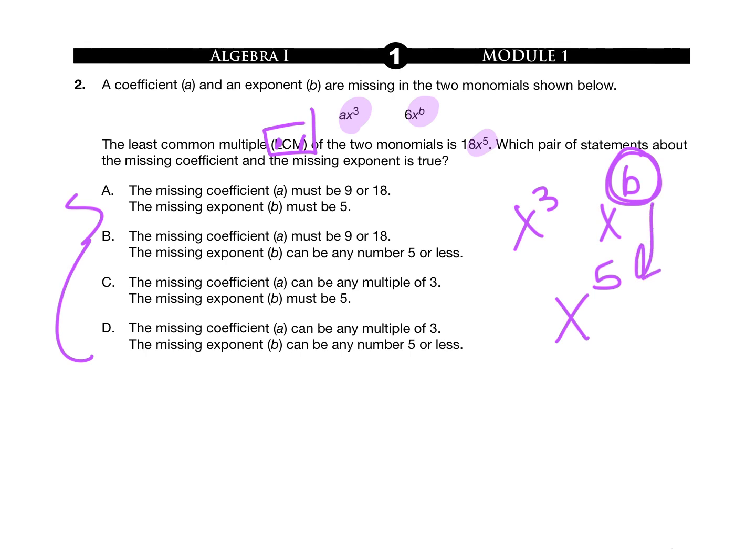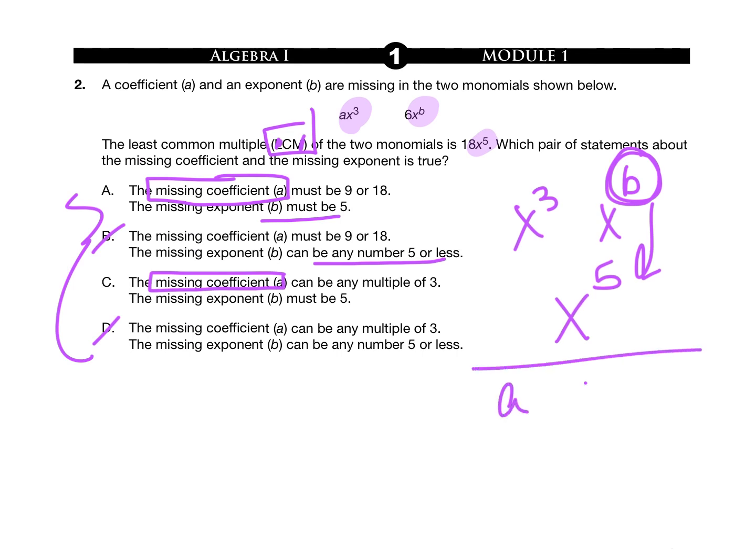So if I go through and look at my 4 answer choices here, A is still in the running because it says the exponent must be 5. This one says it can be any number 5 or less. So it can't be B and it can't be D. So now I'm looking at what's left over for my A and C options. I now need to go through and decide what about my coefficient of a. And my missing coefficient of a, if I'm comparing a to the 6, and again, LCM, that least common multiple.